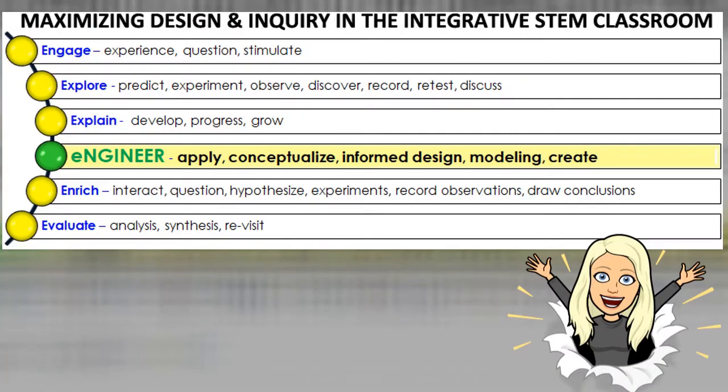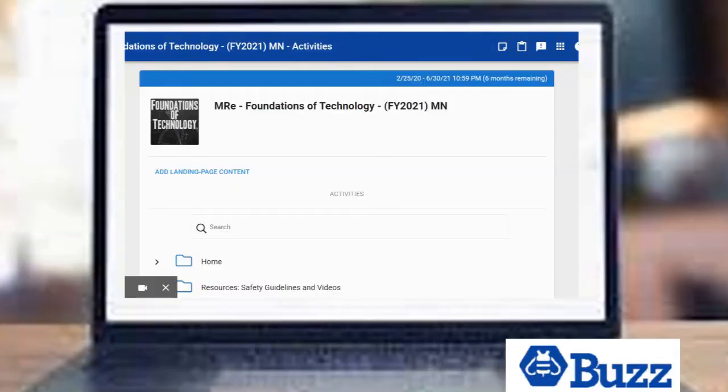EbD by Design focuses on the 6 E's: engage, explore, explain, engineer, enrich, and evaluate. One of the best parts of the EbD by Design curriculum is the access to Buzz. It is the online learning management system. You can adjust any of your classes for distance learning or hybrid needs.